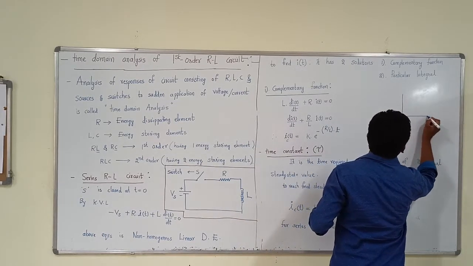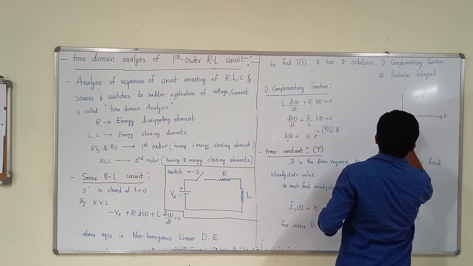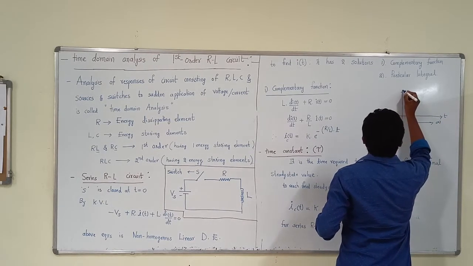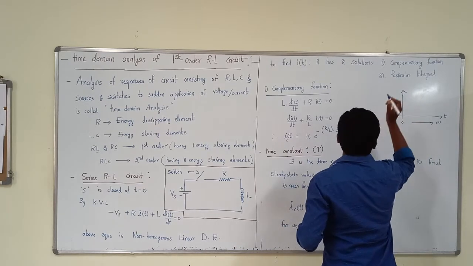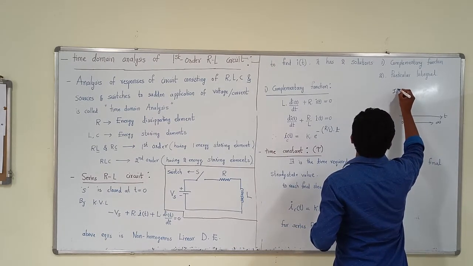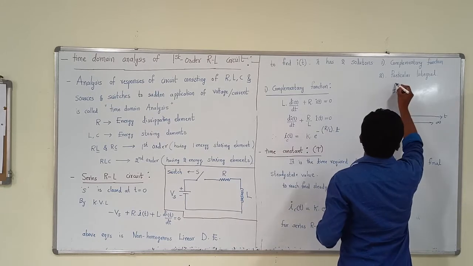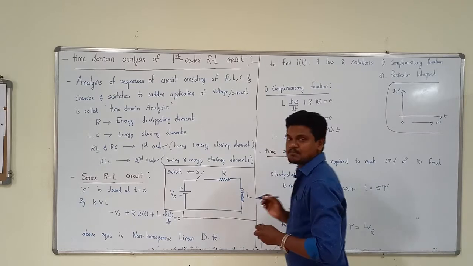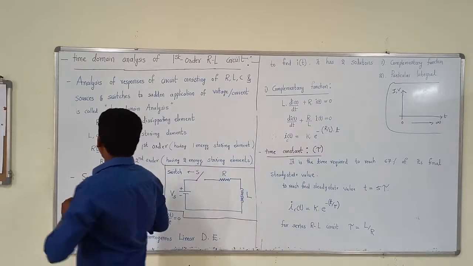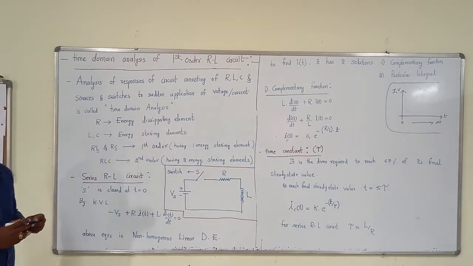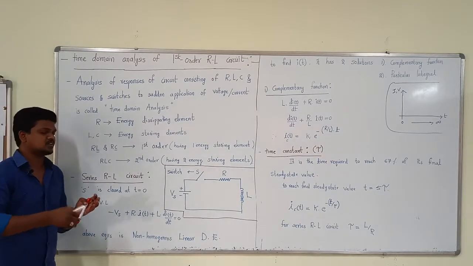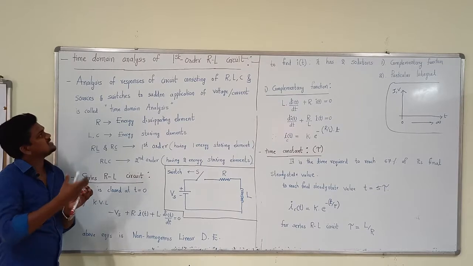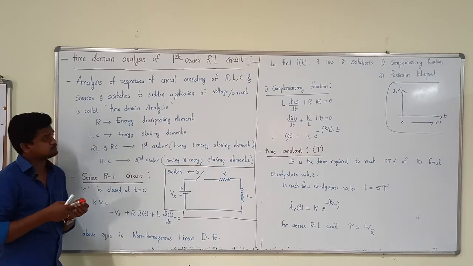by varying the time from 0 to some infinite value, how the variables vary, that may be current or voltage. What is the change in current or voltage is nothing but the time domain analysis, simply. So by varying the time, how the current or voltages or power, anything that can be analyzed and observed, is nothing but the time domain analysis.